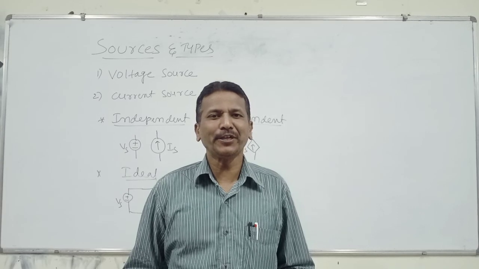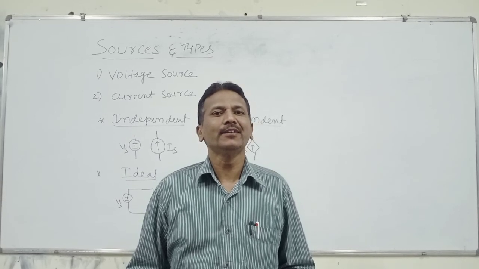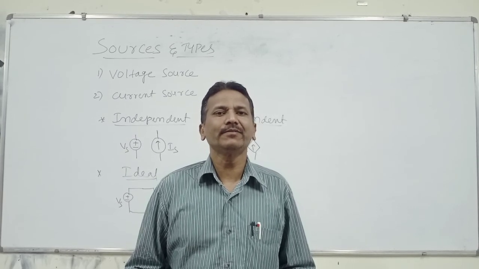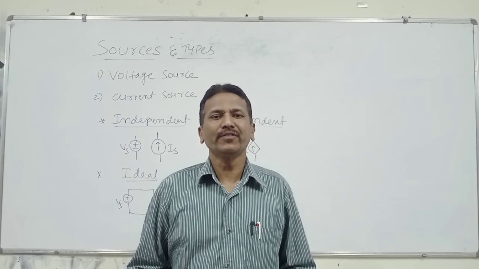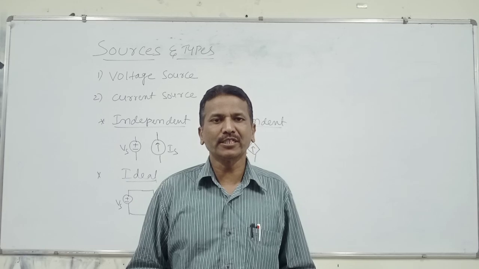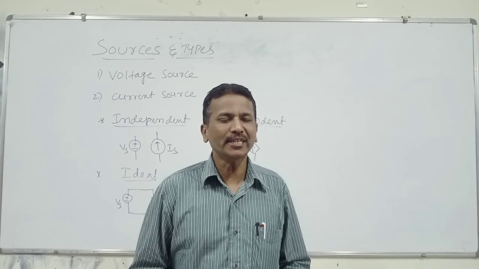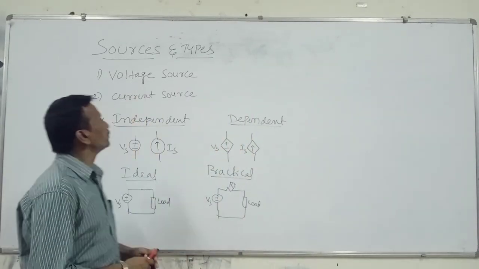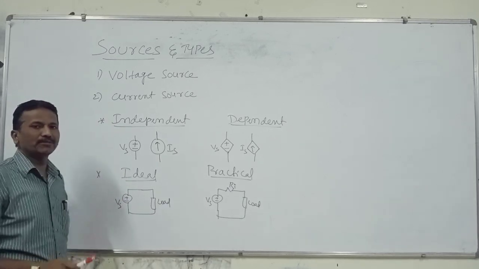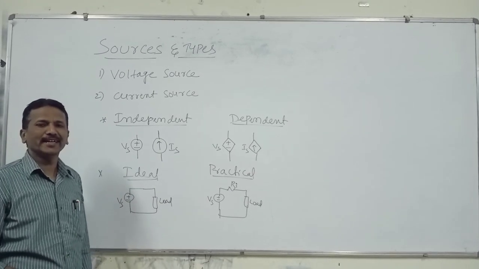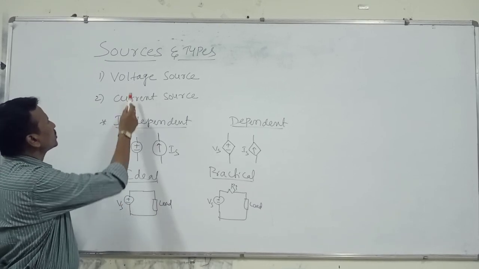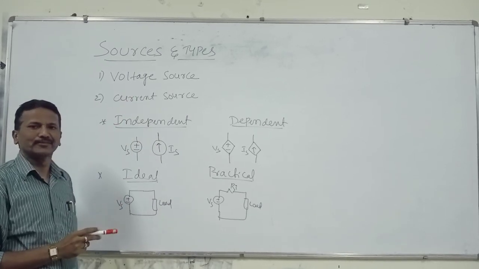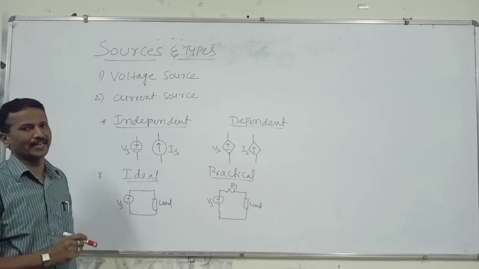Students, in this video, I will explain about the sources and types of sources. It is a 2 marks question: what is the definition of a source, what are the different types of sources and how many types. Now if you see the board here, we have 2 types of sources. How many are there? 2 are there. What are those? Nothing but voltage source and current source. Okay students, voltage source and current source.